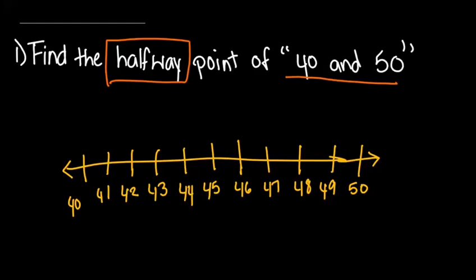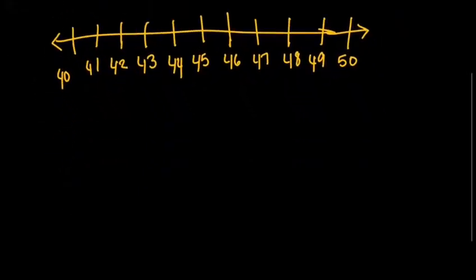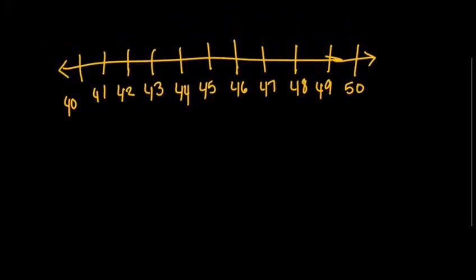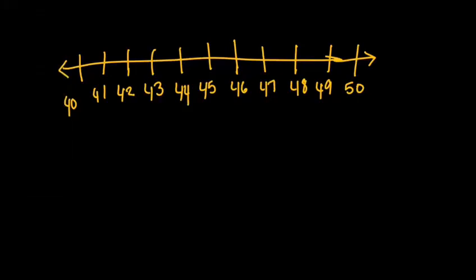Something I do to find the halfway point most of the time is, let me just scroll down. I get another color. Let's get green. I either put dots or cross off the number on both sides. Here, I'll show you how to do it. I'm going to put dots because I just like it better.